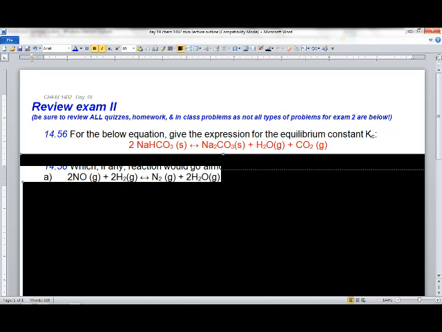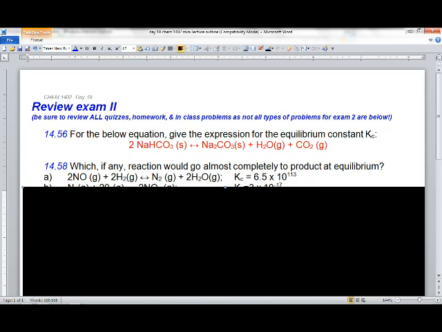Yeah, okay. Something like, completely goes to product. You just have to get used to the terminology again. Remember, completely goes to product means the reactant's almost completely reacted. That means there's hardly any reactant left. When you reach equilibrium, it's all product.